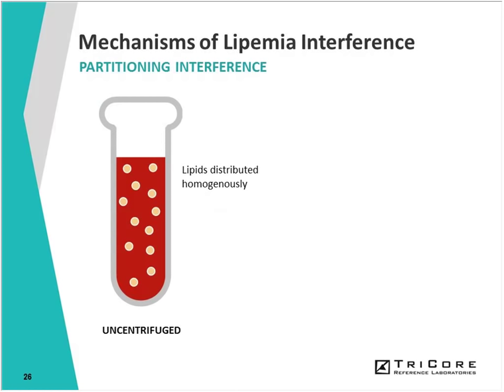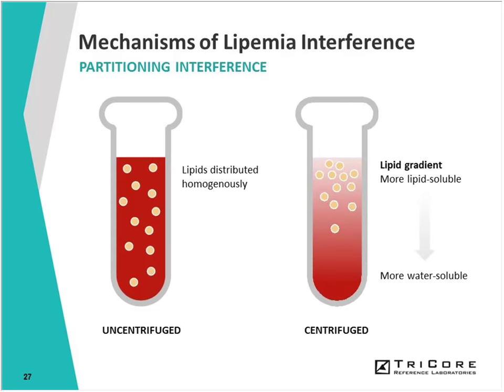Another possible source of interference that's unique to lipids is caused by partitioning. So prior to centrifugation of a blood sample, lipoproteins are homogeneously distributed throughout the sample. But during centrifugation of a lipemic sample, the lipoproteins are not homogeneously distributed in the serum due to the creation of a lipid gradient. Water-soluble analytes tend to be more concentrated in the lower layer of serum, whereas lipids and lipid-soluble analytes are more concentrated at the top, lipid-rich layer.